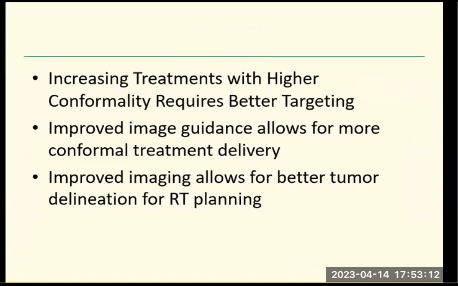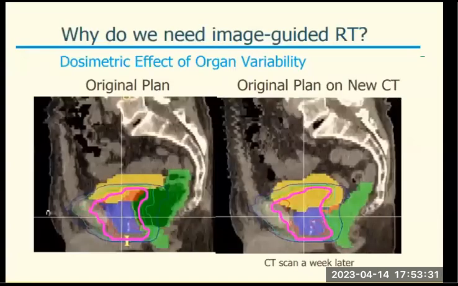So, increasing treatments with higher conformality requires better targeting. The next is that improved image guidance allows for more conformal treatment delivery. Third, improved imaging allows for better tumor delineation for radiotherapy planning. When I have a prostate cancer, the shape and size of the tumor, like what we have discussed in IMRT, those images will be taken and converted into 3D, and the dose distribution is done and the beam will be provided.